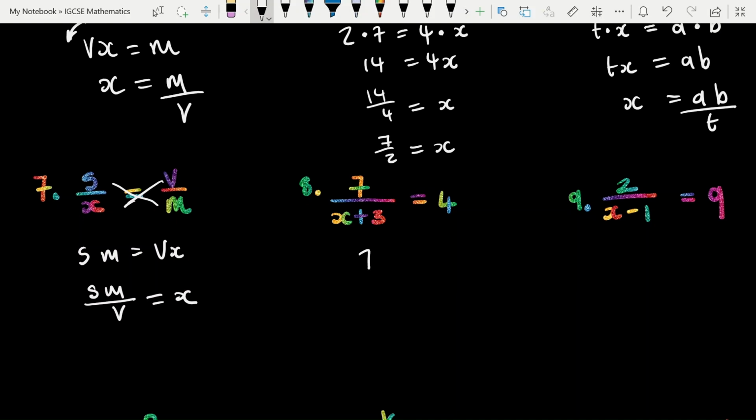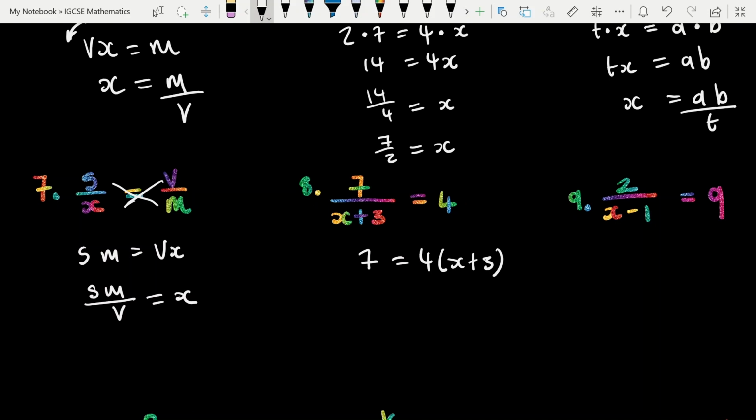I take it to the other side. So 7 is equal to 4 multiplying x plus 3. The whole thing comes together as it is, and it's going to multiply 4. That's why I put a bracket like that, because it's the whole denominator. You have to be awake and alert. So now what do I have?